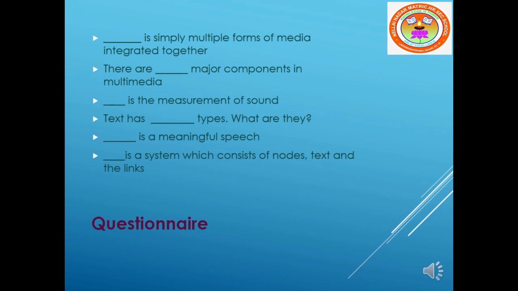So totally how many components are there? In this session, you should get a clear idea about the components of multimedia. Tell me, what are the components of multimedia? What are the components?